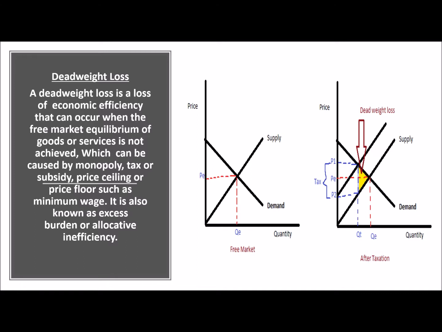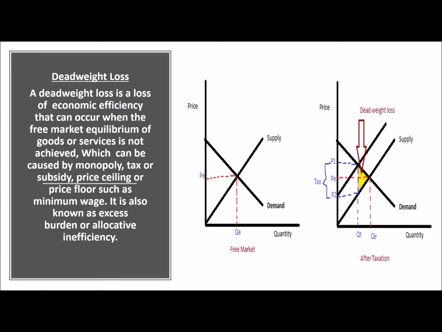As we can see, after imposing the tax, the price increased, therefore the quantity demanded also decreased. We can see the quantity has decreased from the QE point to the QT point, and the price has increased to P1. So P1 is the price which the consumer has to pay, and P2 is the price that the producer is going to receive after the tax. So P2 minus P1 is nothing but the tax, and that is the revenue that is going to the government.